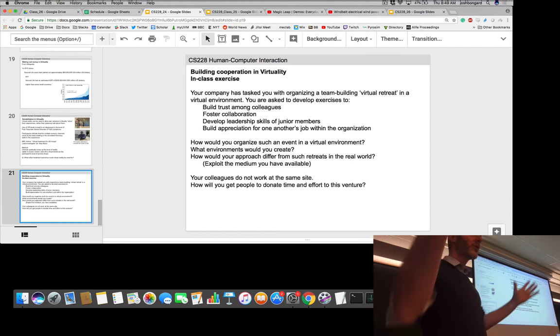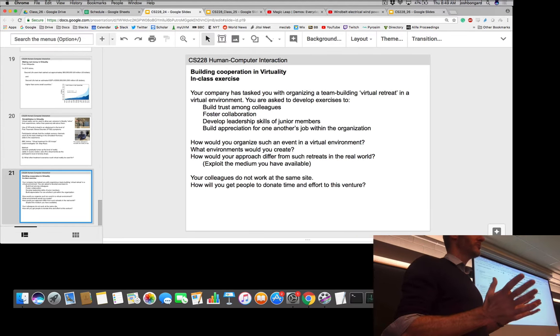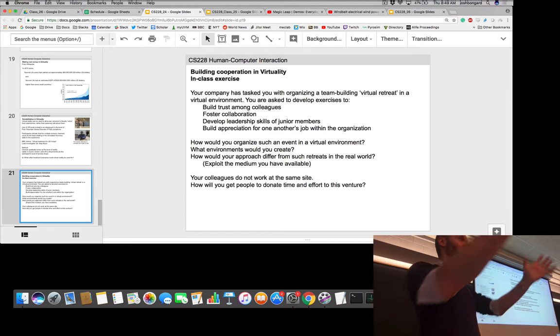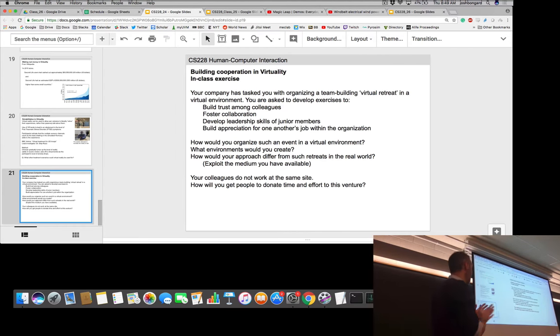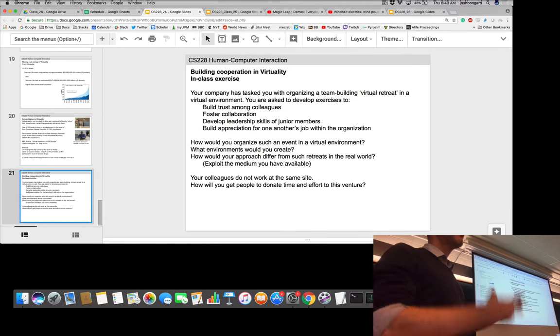At the moment, we are all physically seated in the same room. I can see most of you. Some of you can see each other. There are a lot of physical interactions that are going on here. How do we exploit those in a virtual world to work on some of these issues? How would you organize an event in a virtual environment? What kinds of environments would you create to do this? How would this differ from a physical retreat?